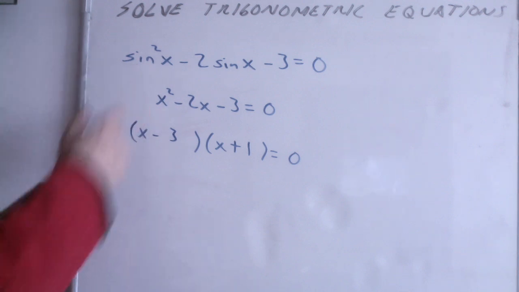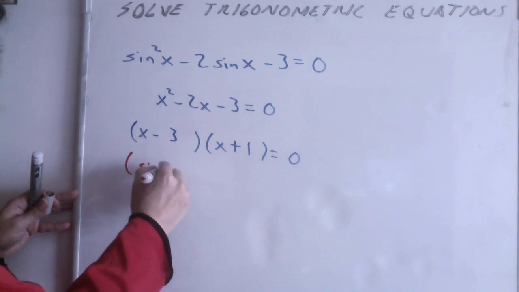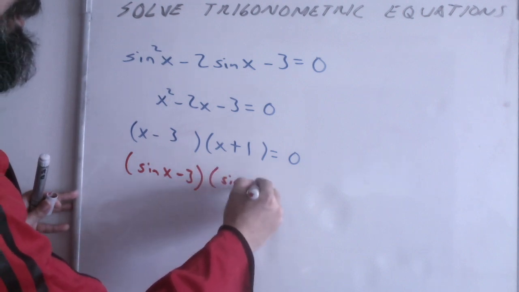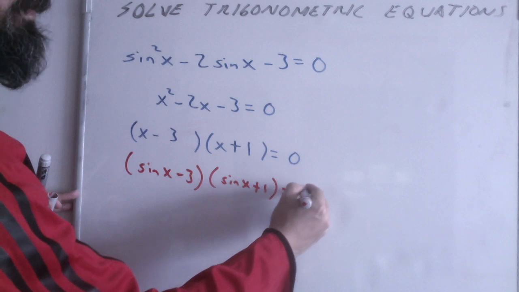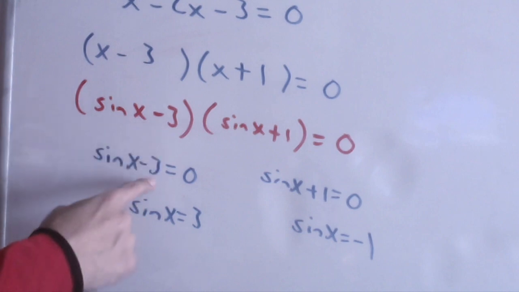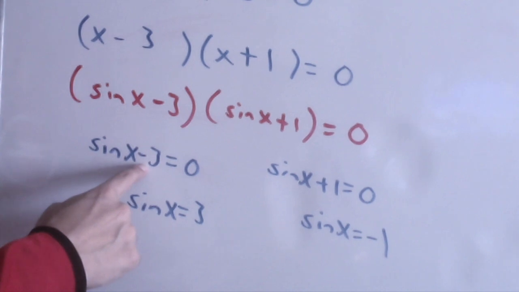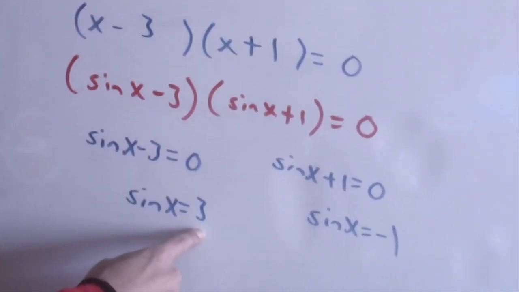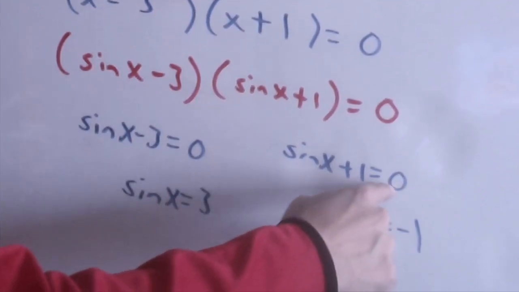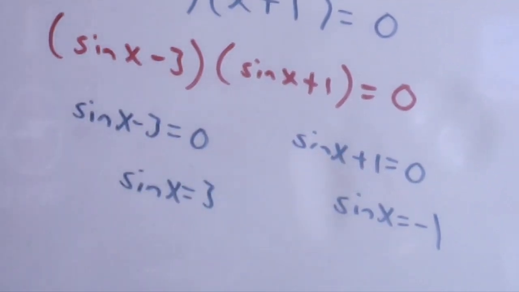Now I'm gonna come back to write this in terms of sine. So this is sine x minus 3 in parentheses and sine x plus 1 in parentheses. Okay, so now I take the parentheses equal to 0 and solve for sine x. So this is subtracting, here is positive. So I take this, sine x plus 1, I equal to 0 and solve for sine x. So sine x equals negative 1.